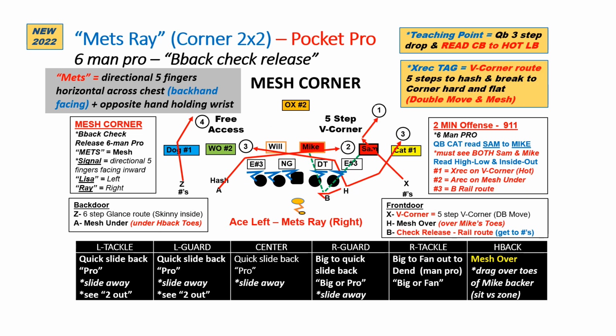Last variation is to do what we call a mesh corner. This is great against man covers by the corners. It acts as a double move with the X receiver coming in as if he's running his hash read and then breaking to the corner. Quarterback, again with 6-man protection, we'll read the corner route first and then go to the A on the under and the rail route number 3.